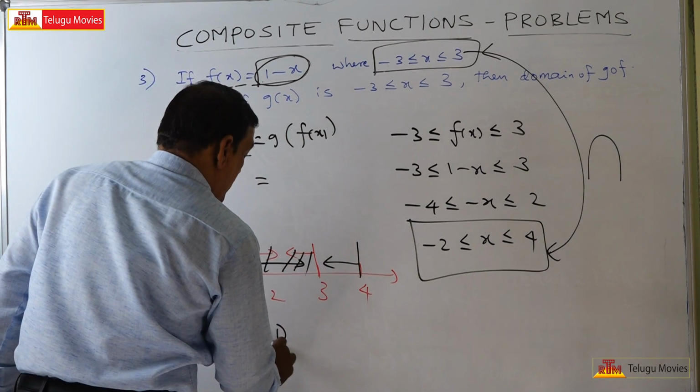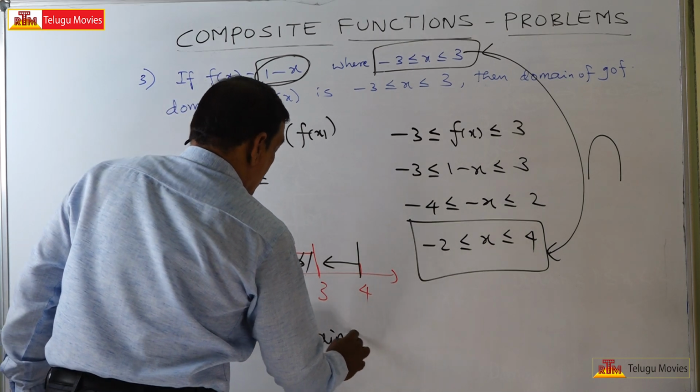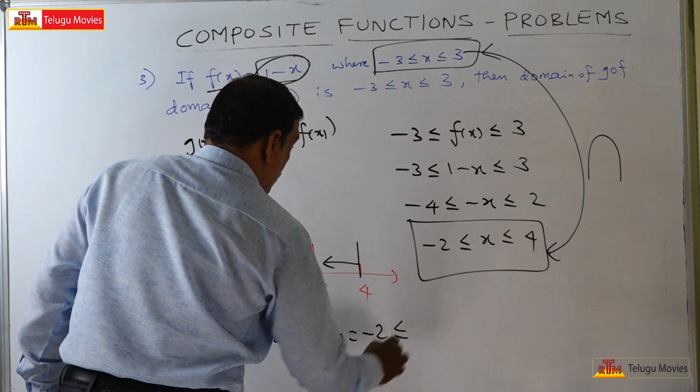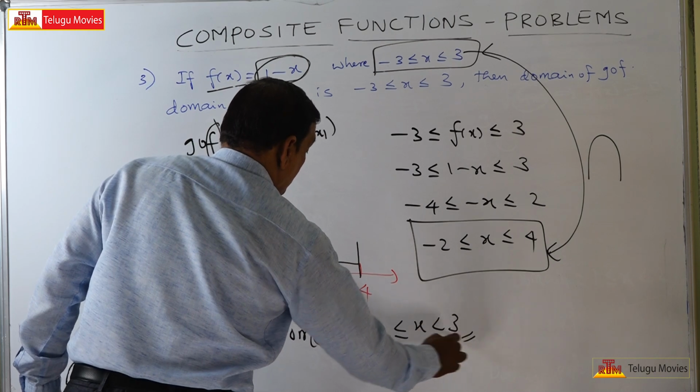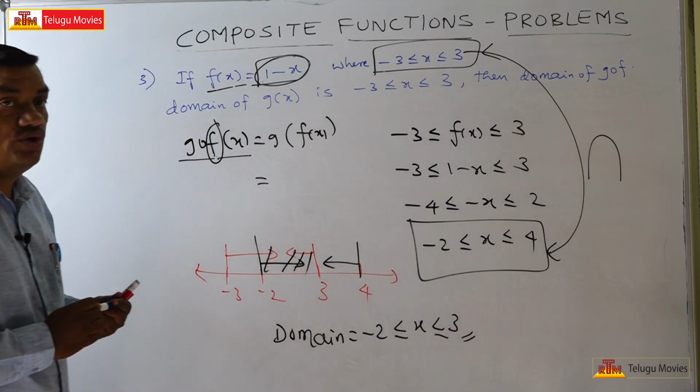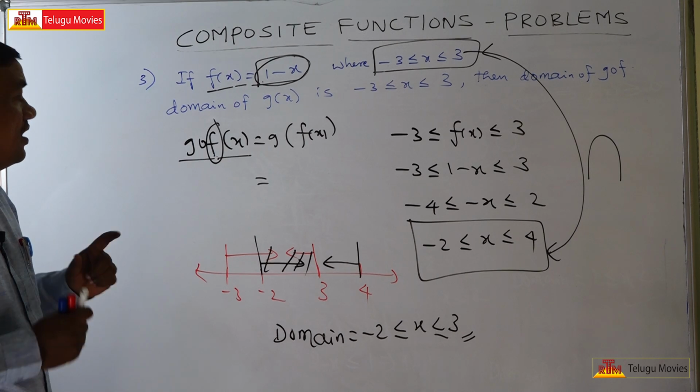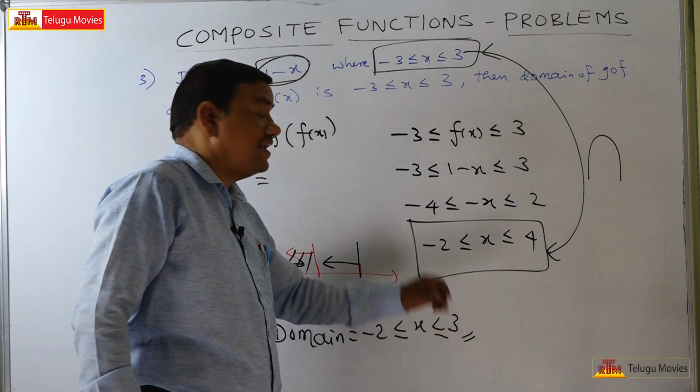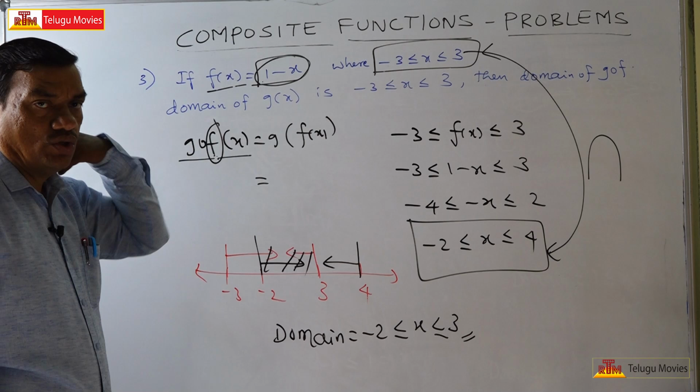So the domain is equal to, final answer, minus 2 less than or equal to x less than or equal to 3. So your answer should be, x should lie between minus 2 to 3. Understand this? So it is like that.